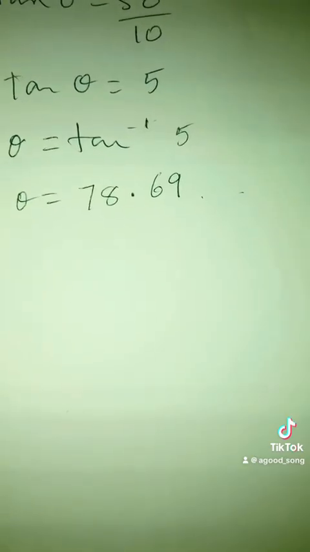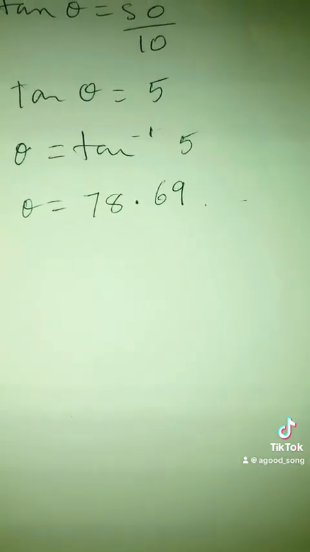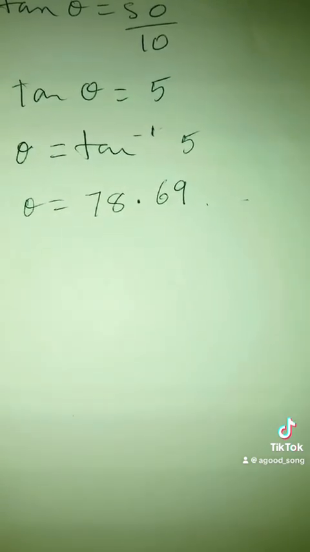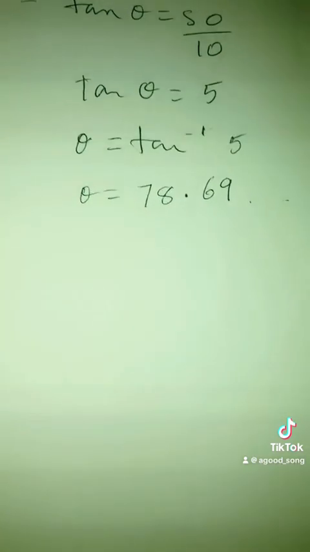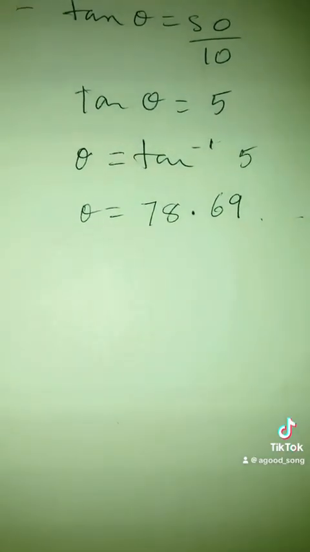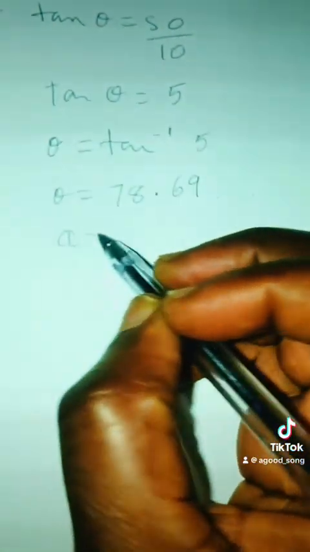So the figure you're getting is an angle. It's tan inverse, not tan. If you do direct, you press tan of 5, the number will not be 78.69. So you press shift, then tan, to show that it has changed to tan inverse. Okay, so this is our alpha.